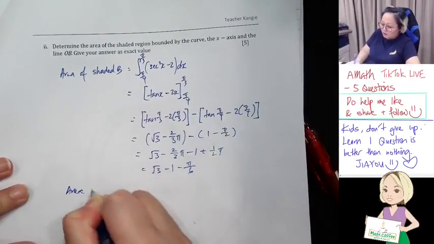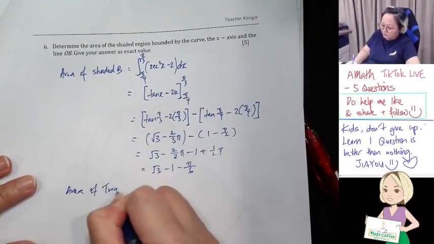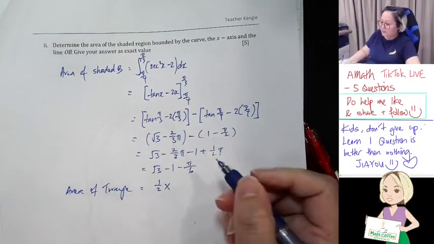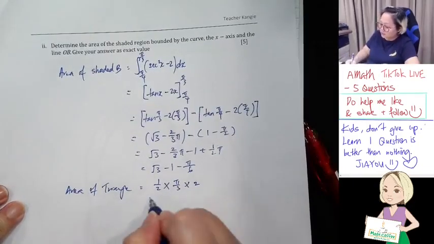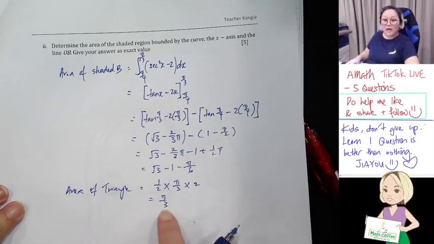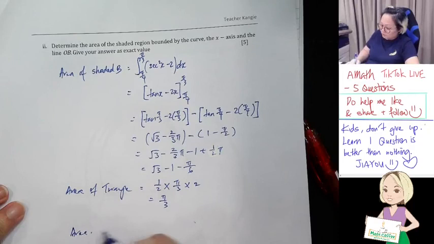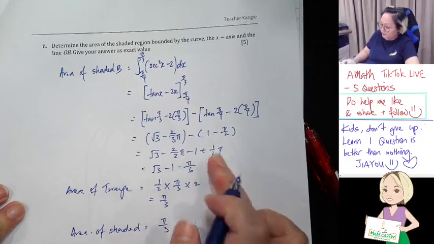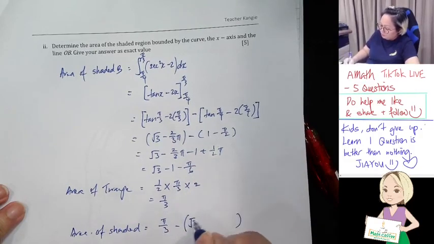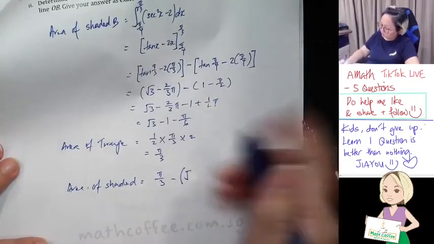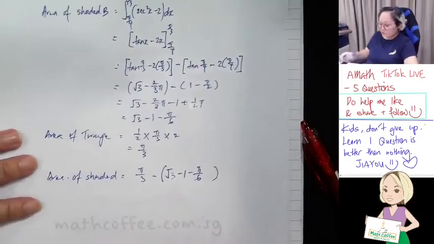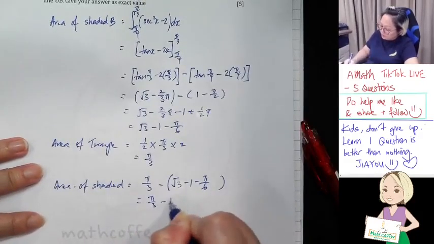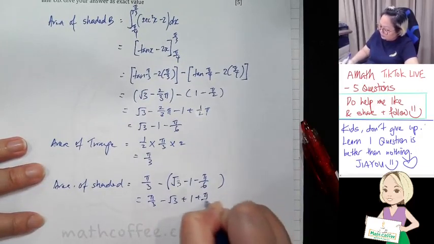So I will find the area of the triangle. Area of triangle, I will just put half times the base. My base is pi over 3, multiplied by the height, which is 2. So cancel, cancel. In the end, it is pi over 3. So the area of the shaded region, which is the one they asked us to find, is the triangle minus this one. So put bracket, square root 3 minus 1 minus pi over 6.